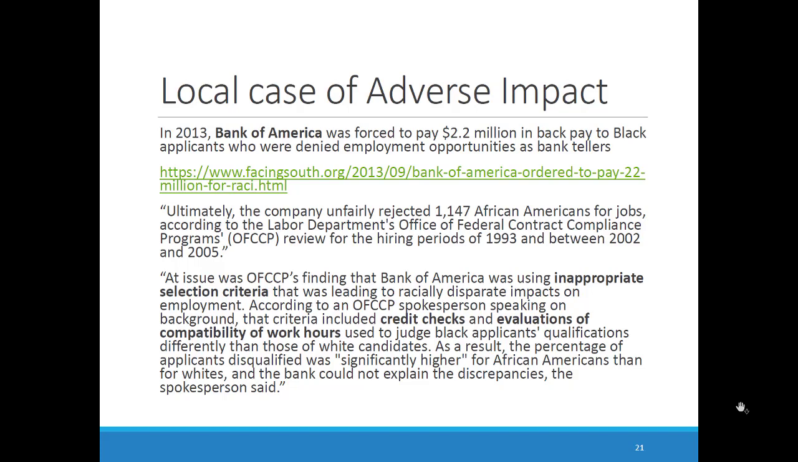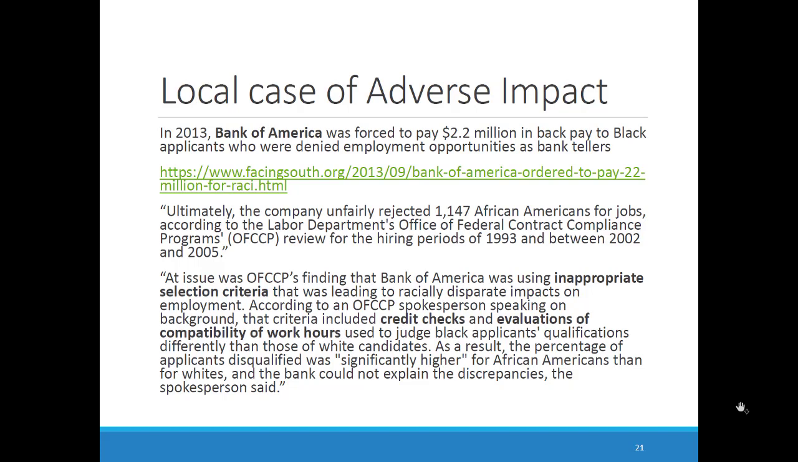And ultimately, the company unfairly rejected 1,147 African Americans for jobs, according to the Labor Department's Office of Federal Contract Compliance Programs Review, for the hiring periods between 2002 and 2005. So you can see that adverse impact is something that takes a long time to prove that it has happened. So it's not something that can necessarily be proven in one particular case. It is an accumulation of evidence that happens over the course of many years and requires individuals to come in to study it from the Department of Labor.